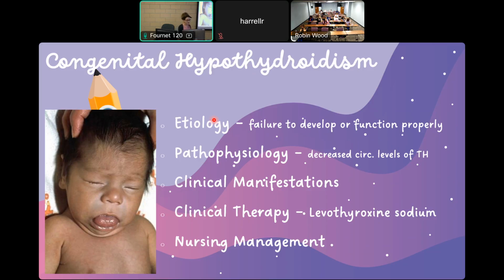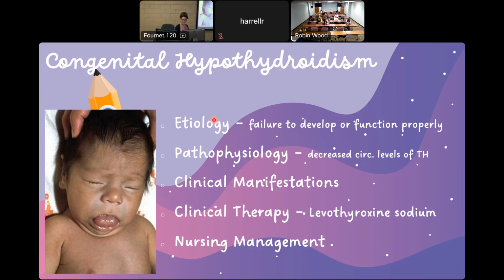And then we also see a high correlation of this condition with Down syndrome. So this little nugget in the picture on the left, he looks like he could have Down syndrome maybe. He's cute, but he's got some very characteristic features. That tongue is very characteristic.